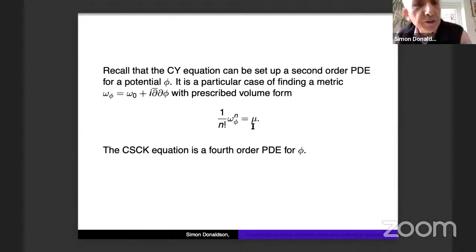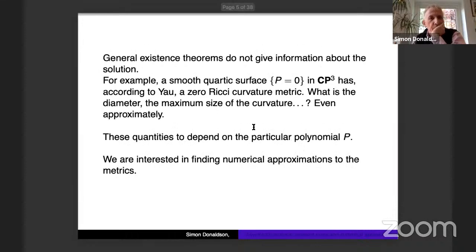Whereas the constant scalar curvature equation is, in a sense, more formidable. It's a 4th order PDE for the Kahler potential phi. But today we're not talking about existence theorems. In fact, I'll be quite vague about anything to do with actual theorems. What we're interested in is knowing something about the solutions which these existence theorems provide us with.